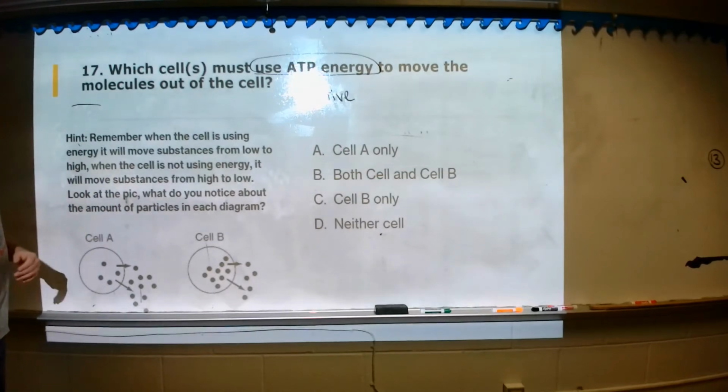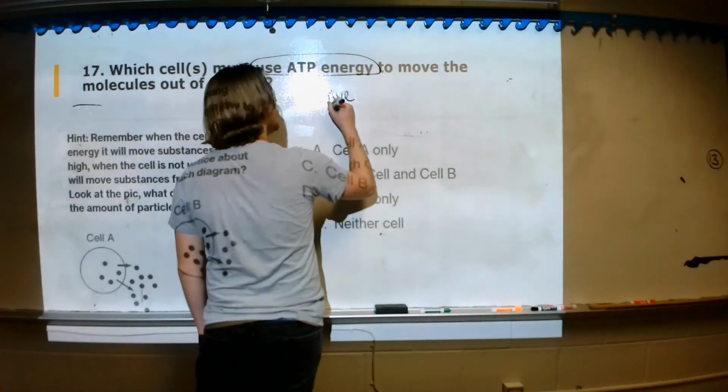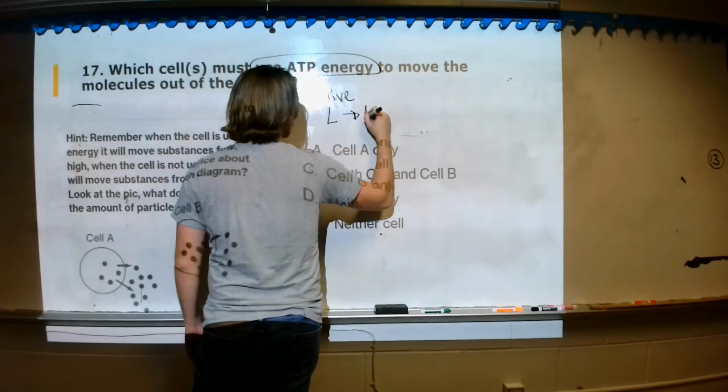So let's go ahead and read our hint and see what it says. The hint says, remember, when the cell is using energy, it will move substances from low to high. When the cell is not using energy, it will move substances from high to low. So it's saying that active is going to be low to high, and that's what we're going to look for.